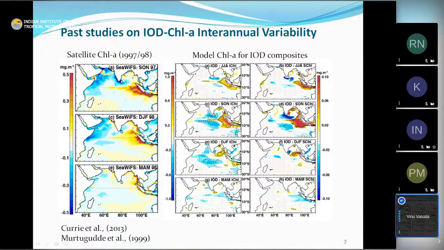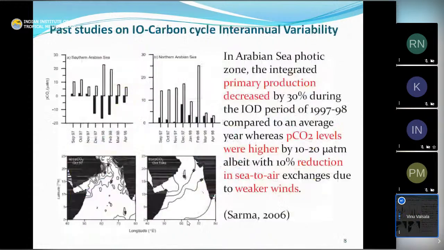And they noted this is kind of expected because of the IOD, you expect more nutrient to surface and more chlorophyll to form. And when they checked it with the chlorophyll for IOD composite in the model, they say that the model is able to reproduce such a signal in the observed satellite data. And Semurtugudu et al., for example, also come up with an idea of chlorophyll increase during the IOD time in the 97-98 period.